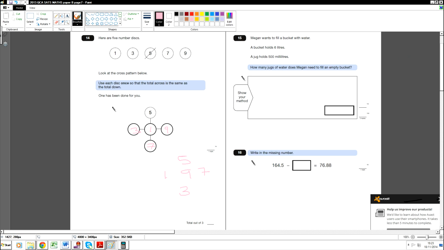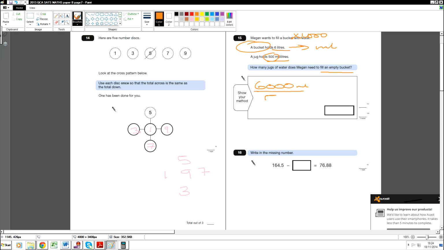Okay, Megan wants to fill a bucket with water. A bucket holds 6 liters. A jug holds 500 milliliters. How many jugs of water does Megan need to fill an empty bucket? Now, first of all, we have to change liters into milliliters. How do we do that? Times by 10. Times by 100. 1,000. So 6 times 1,000 is equal to 6,000. 6,000 milliliters. That's the size of the bucket.